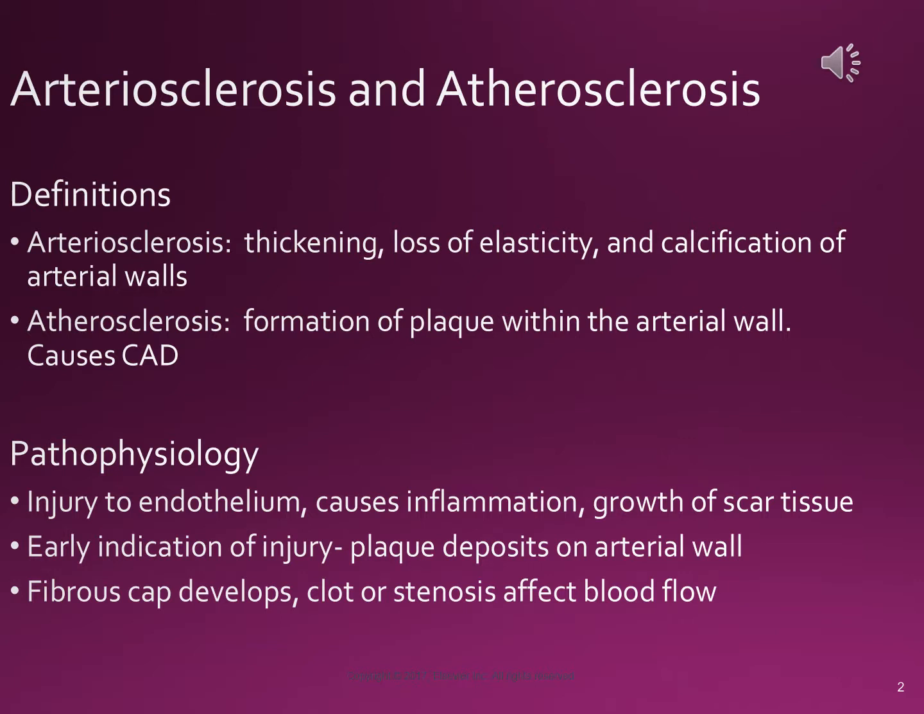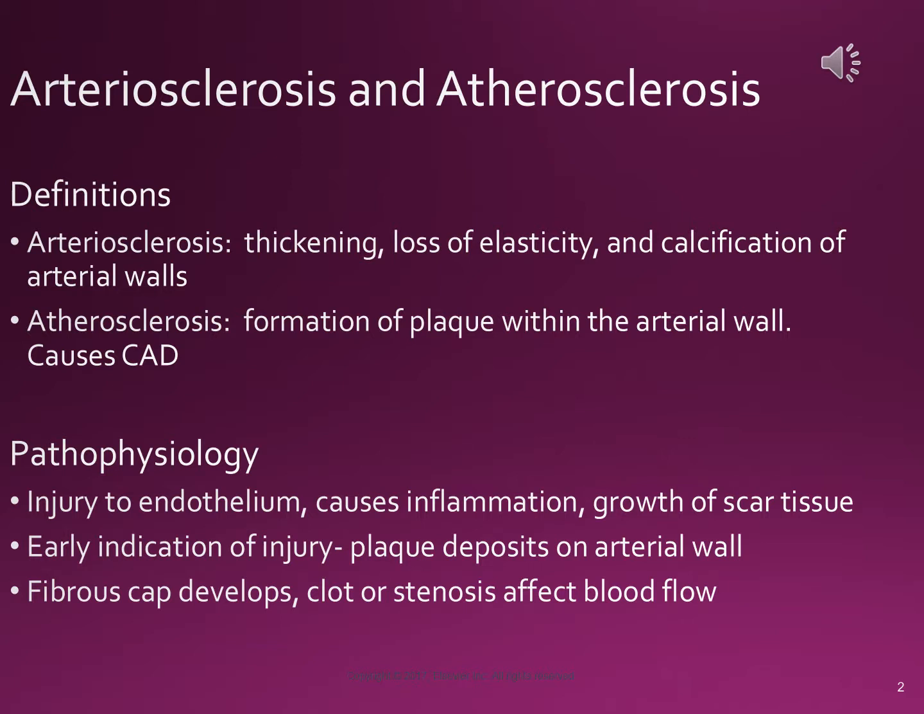So the pathophysiology then of the atherosclerosis is you get injury to the endothelium, and this causes inflammation and the growth of some scar tissue. The inflammation causes the development of collagen and fibrous tissue to form into a scar. Then you get plaque buildup. There's a fatty streak that will build up there, and plaque will deposit on that arterial wall.